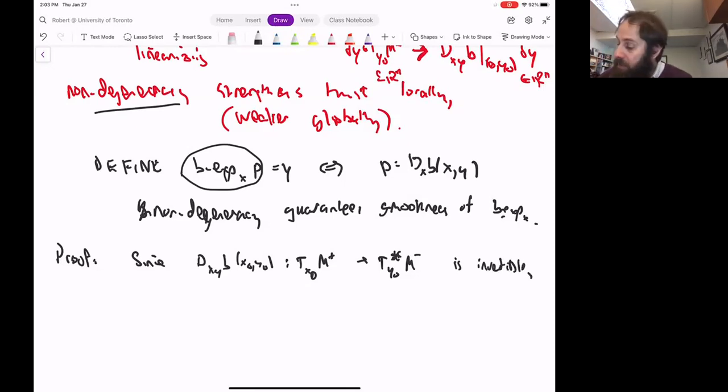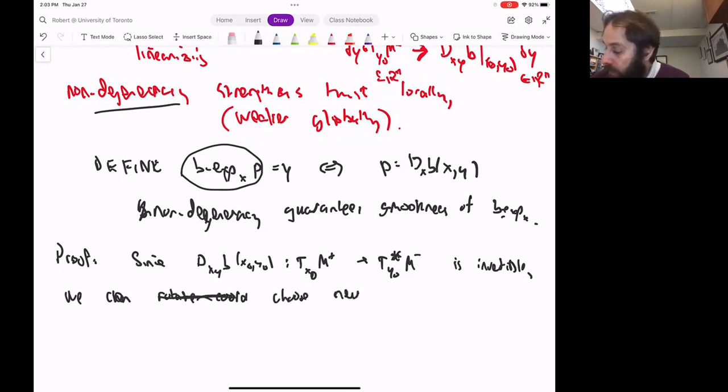by using its inverse, we can rotate coordinates on y naught, or choose new coordinates. Let me not say rotate. We can choose new coordinates on m minus, actually using a linear change of variables.